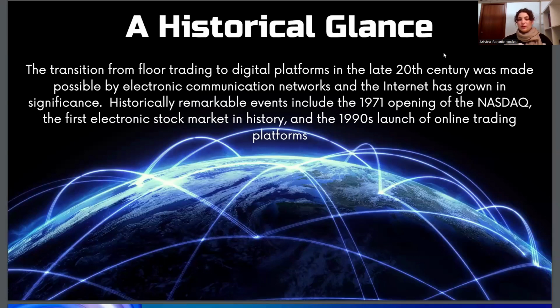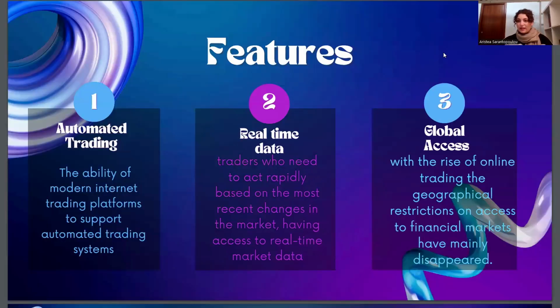The transition from floor trading to digital platforms in the previous century was made possible by electronic communications networks, and the internet has grown in significance. There were two historically remarkable events. The first one was the 1971 opening of the Nasdaq, which was the first electronic stock market in history, and the second one was the 1990 launch of online trading platforms, which made it possible even for the most beginner traders to trade directly to the financial markets. The technology that used online trading guarantees speed, accuracy, and efficiency.